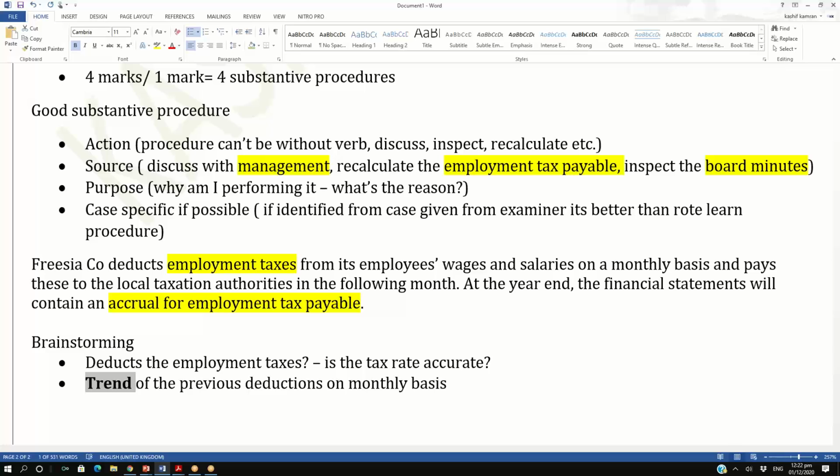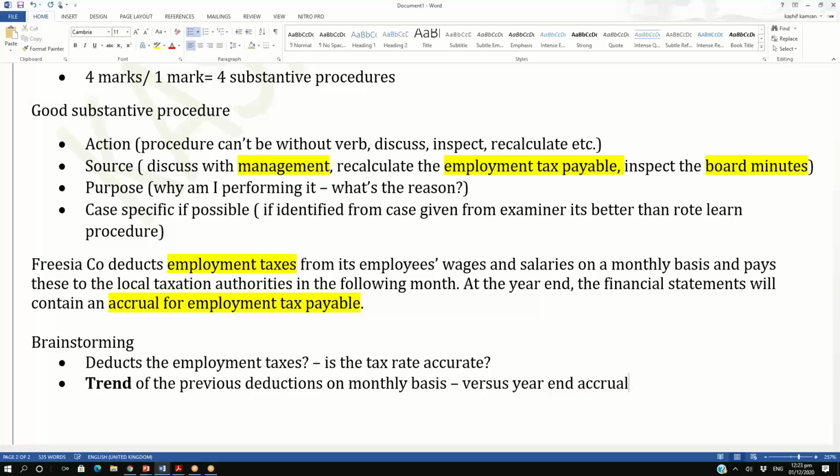So I just need to pick up the trend because it is on a monthly basis. If there is no change in the number of employees and no change in the salary, it should follow a systematic trend. So I can do a trend analysis to confirm that there are no unusual fluctuations in the year-end accrual. So trend of the previous deductions on a monthly basis versus the year-end accrual for 1 month, right?